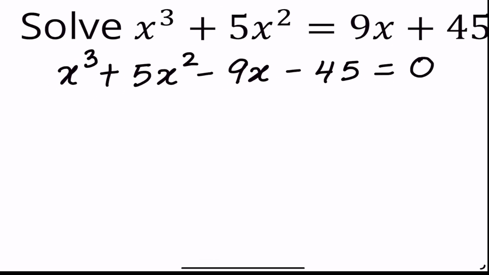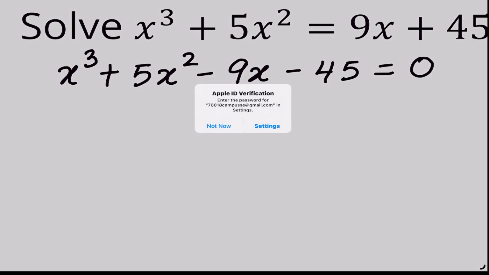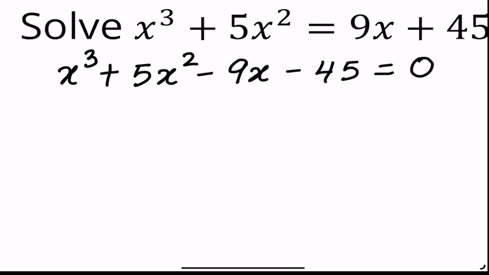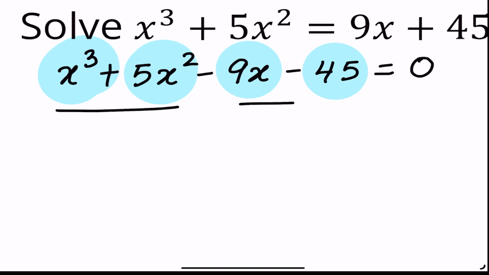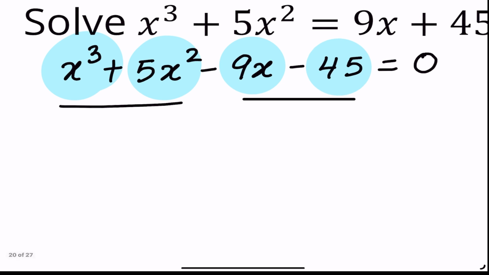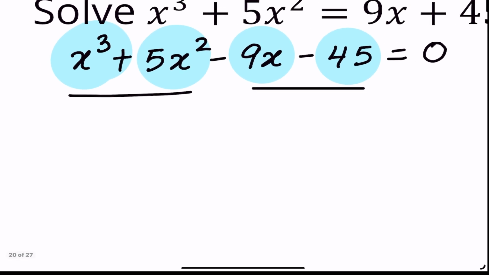Once I do that, I'm going to go ahead and count how many terms I have. I have 1, 2, 3, 4 terms. When I have 4 terms, what do I do? I deal with the first 2 and then the last 2. Okay, so let's go ahead and take a look. From the first 2 terms, what can I factor? From x cubed and x squared, remember always the lowest power, right? And I don't have a coefficient, so this is going to be x plus 5.